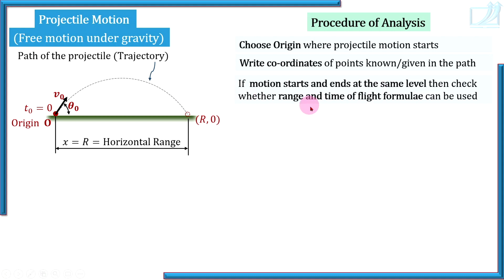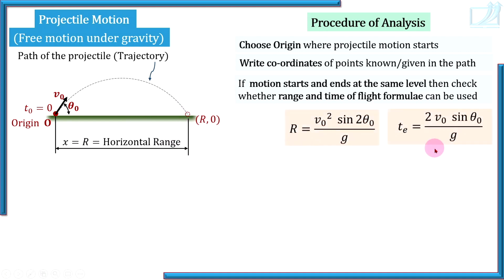If motion starts and ends at the same level, then check whether range and time of flight formula can be used. So in this case, motion starts and ends at the same level, so range or time of flight you can find out in this case using these two formulae. So if motion starts and ends at the same level, use these two formulae.